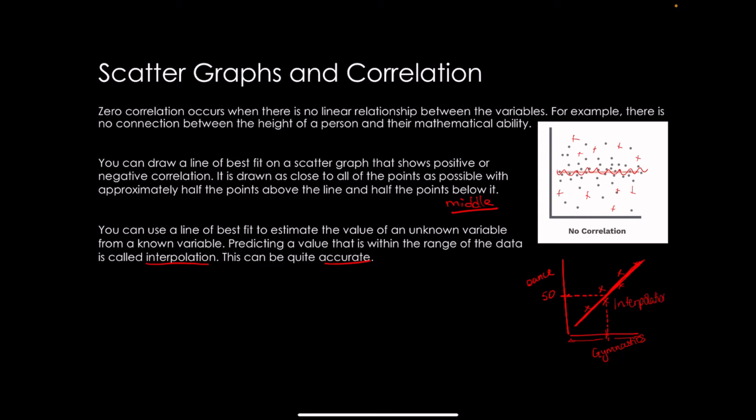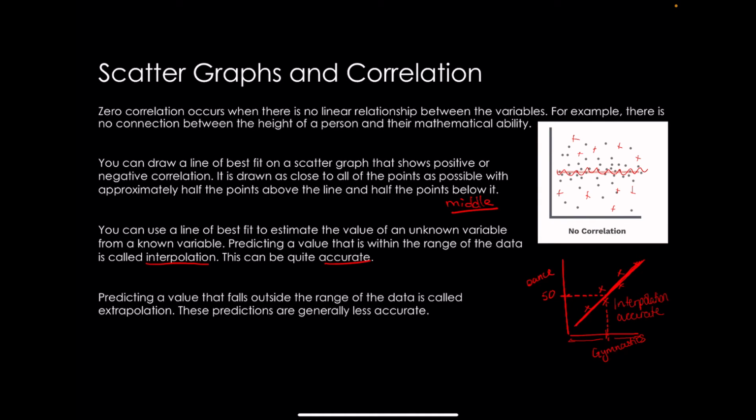And it's more accurate because I'm using data that's already been given to me. However, let's say the highest that the gymnastics scores went up to were 100, and I wanted to know something that was somewhere around here. Okay, that's where you're predicting a value that falls outside of the data that you've collected and is called extrapolation. Okay, so these predictions are generally less accurate.